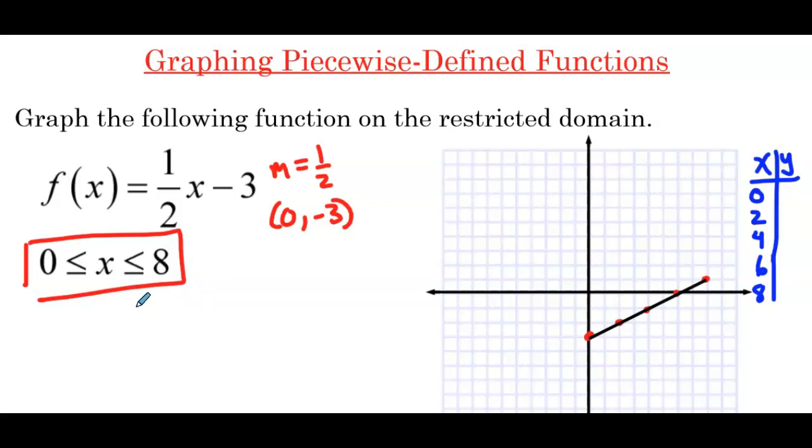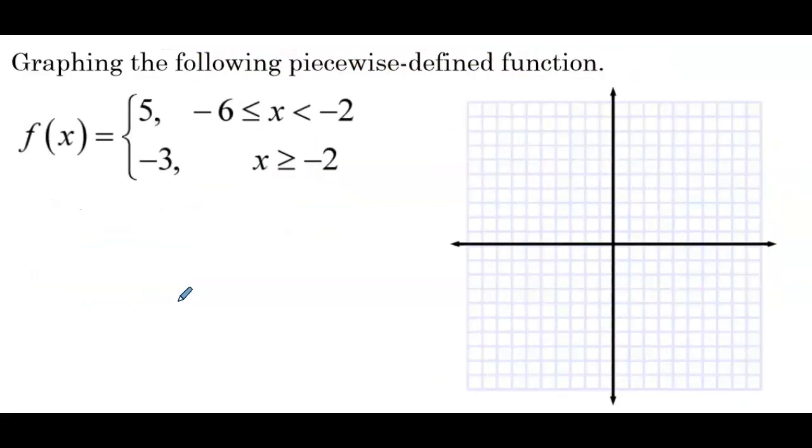So if we can understand this idea, then graphing a piecewise-defined function is just doing this multiple times. So we're going to take each piece of the function and graph it on the restricted domain. And if there's 2 or 3 or 4 pieces, we'll just break it down into smaller parts. So our first piecewise function, f of x equals 5 on the domain -6 is less than or equal to x, which is less than -2, and -3 on the domain x is greater than or equal to -2.